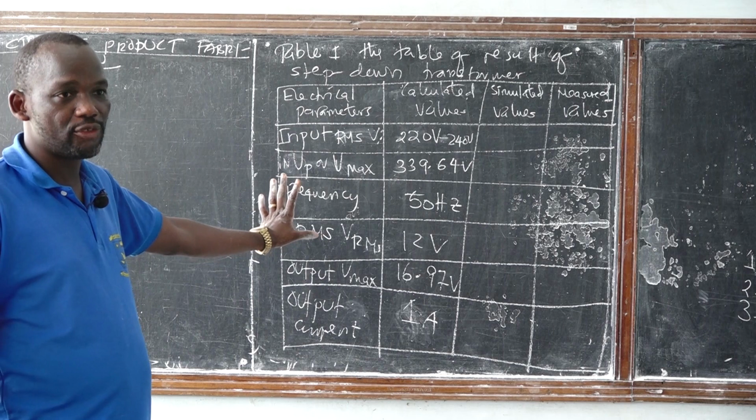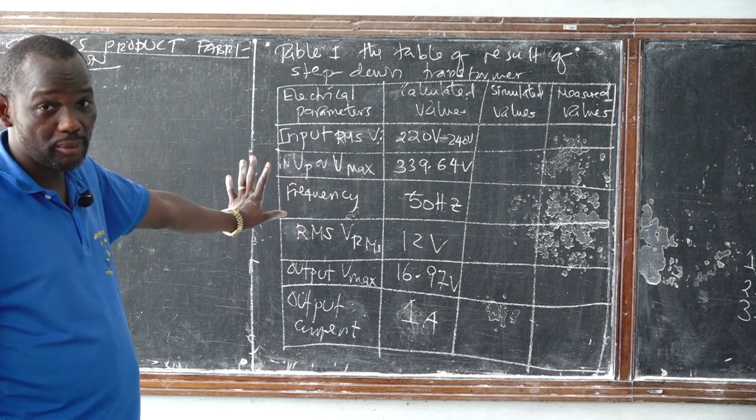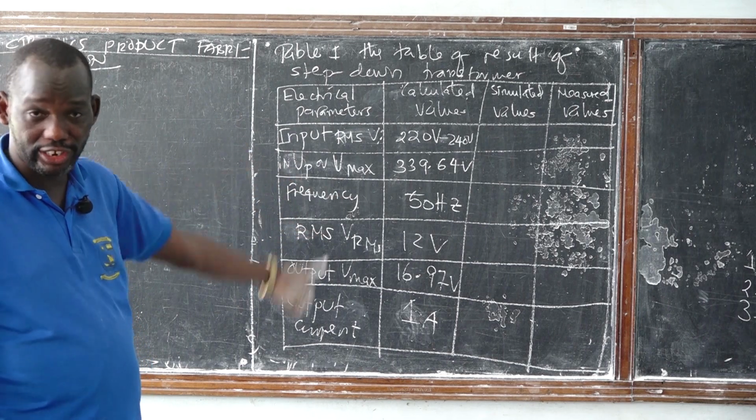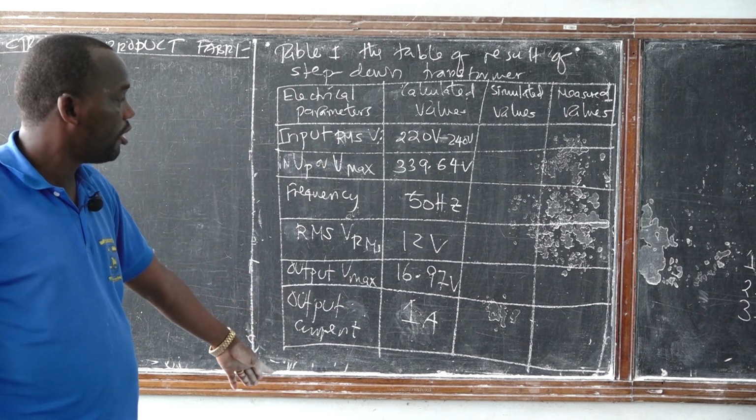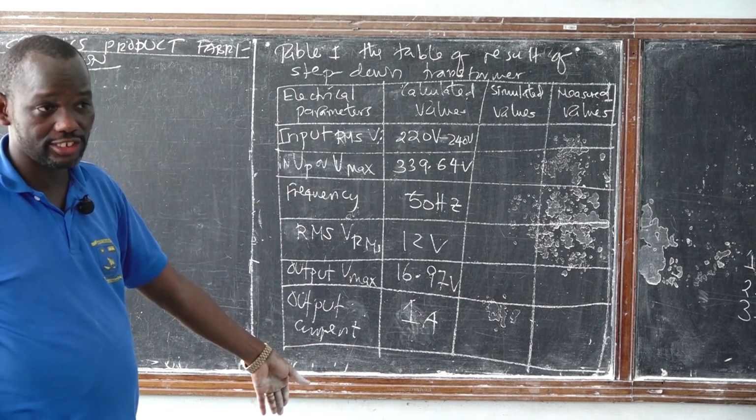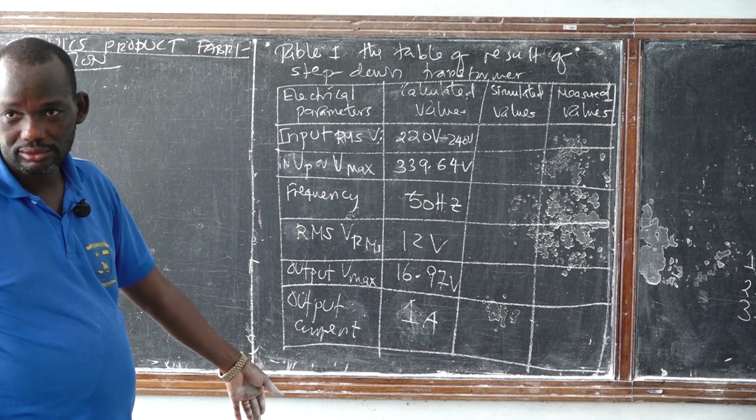So we are done with the table of results, right? You have to remember this table number 1. When you go for simulation, we'll fill the remaining column. When you go for the physical or hardware implementation, we'll fill the next column. Okay?